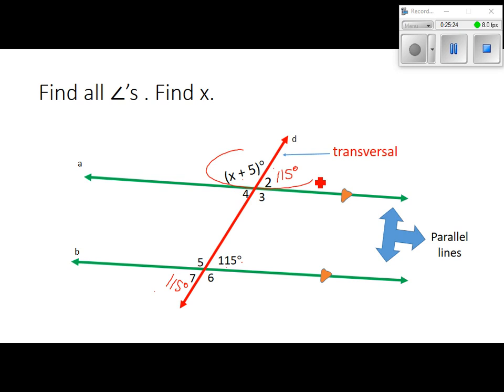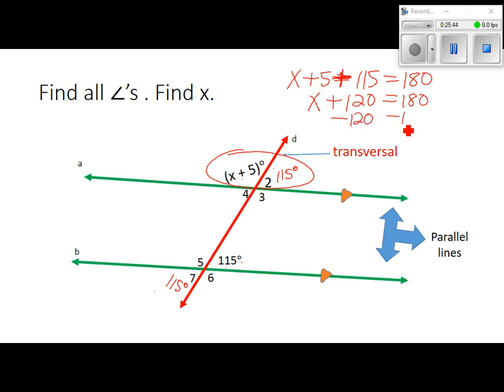And then these two angles, you could say they have to add up to 180, so x plus 5 plus 115 has to equal 180. That's x plus 120 equals 180. If you subtract 120 on both sides, you end up with x equals 60. So we know x is 60, so we found x.